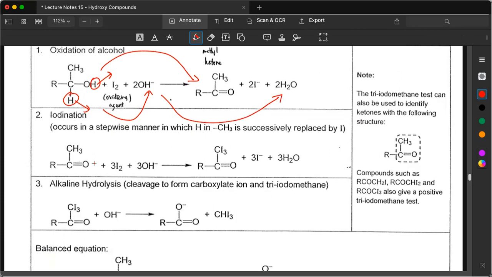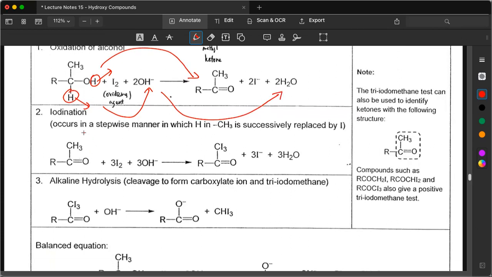The second step is iodination. It occurs in a stepwise manner in which H in CH3 is successively replaced by I, so one by one. One by one, the hydrogen is replaced by the iodine to form this intermediate product. The hydrogen again forms water with the OH minus.